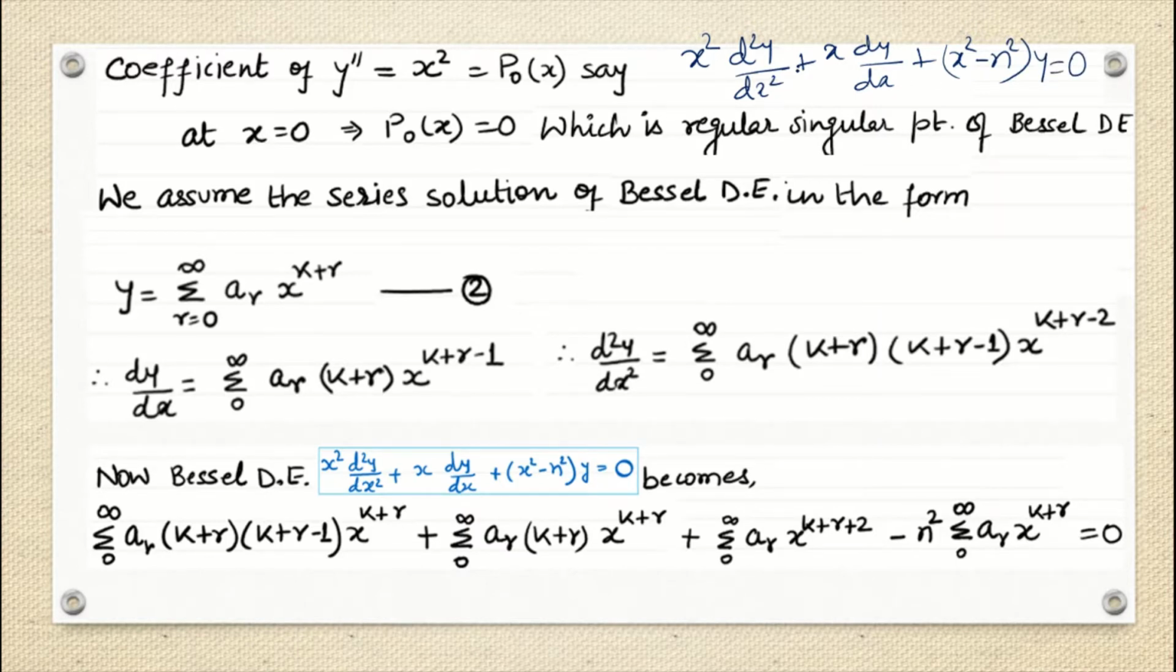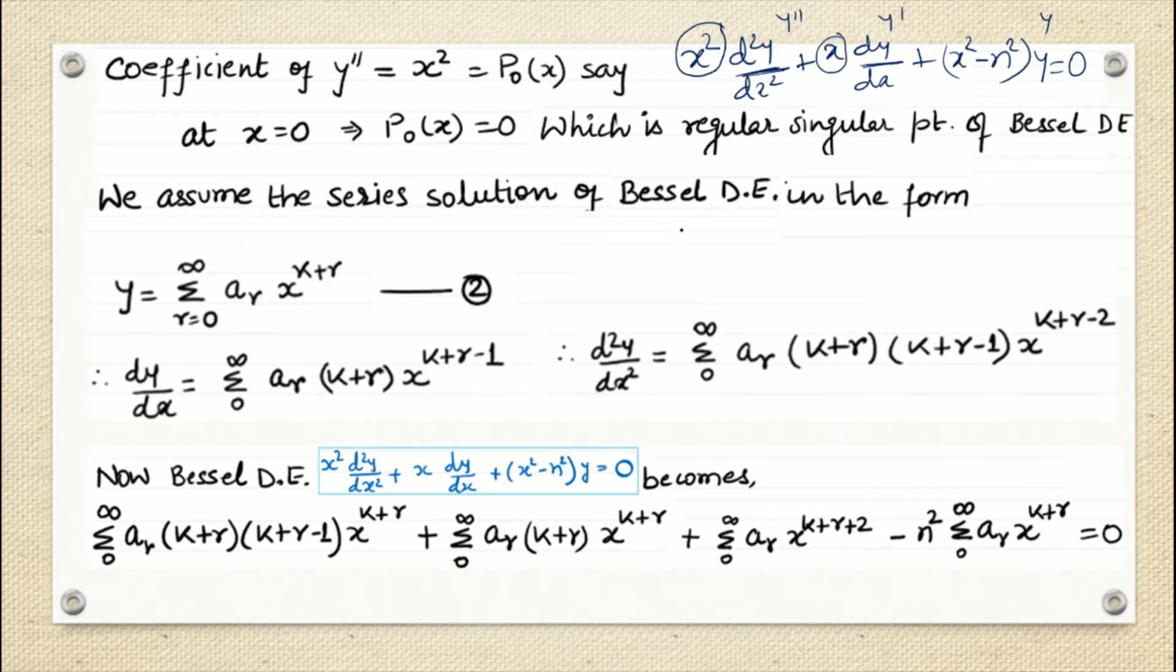This is our Bessel differential equation. Now we see that the coefficient of d2y by dx square, or y double dash, this is y dash, this is y, correct? So the coefficient of d2y by dx square is what? This is your x square.